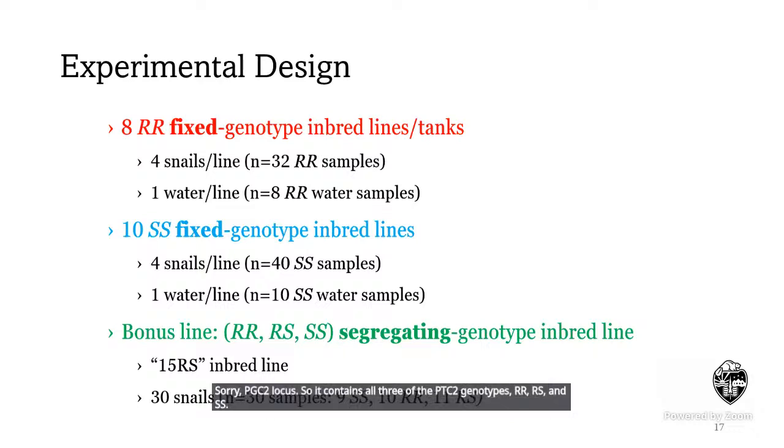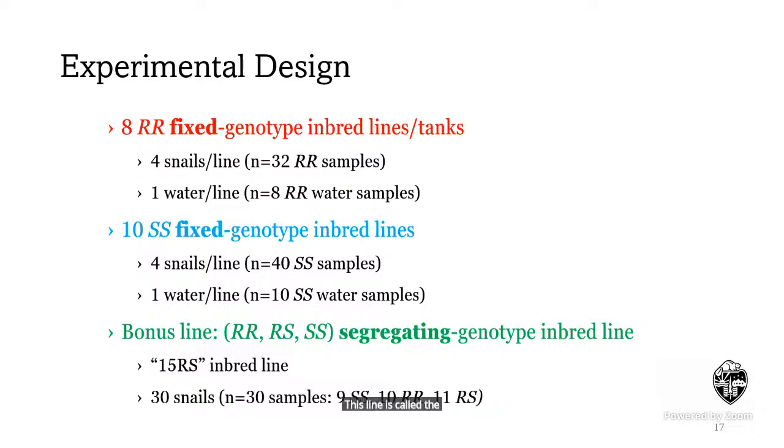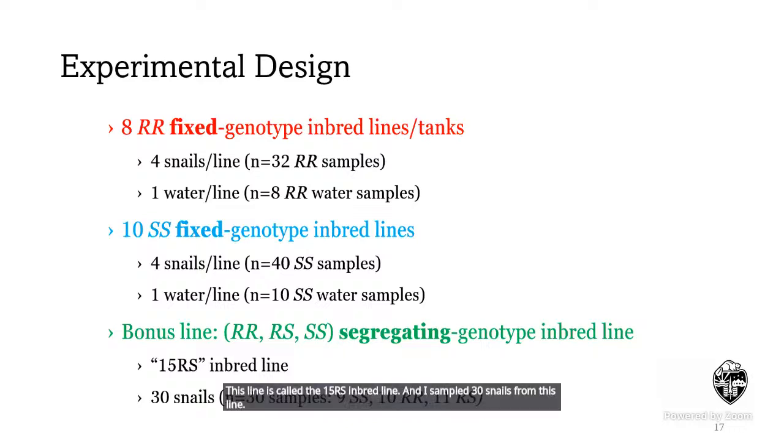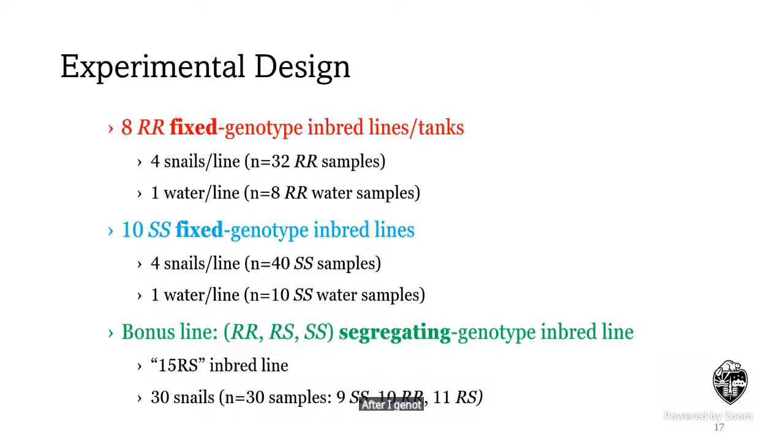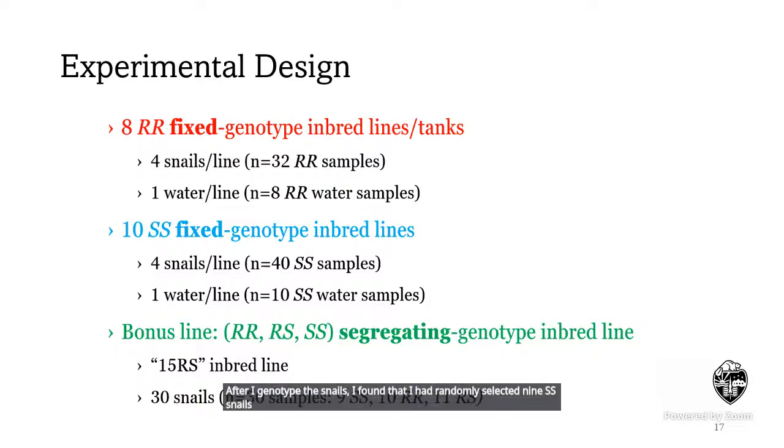This line is called the 15RS inbred line, and I sampled 30 snails from this line. After I genotyped the snails, I found that I had randomly selected 9 SS snails, 10 RR, and 11 RS snails.